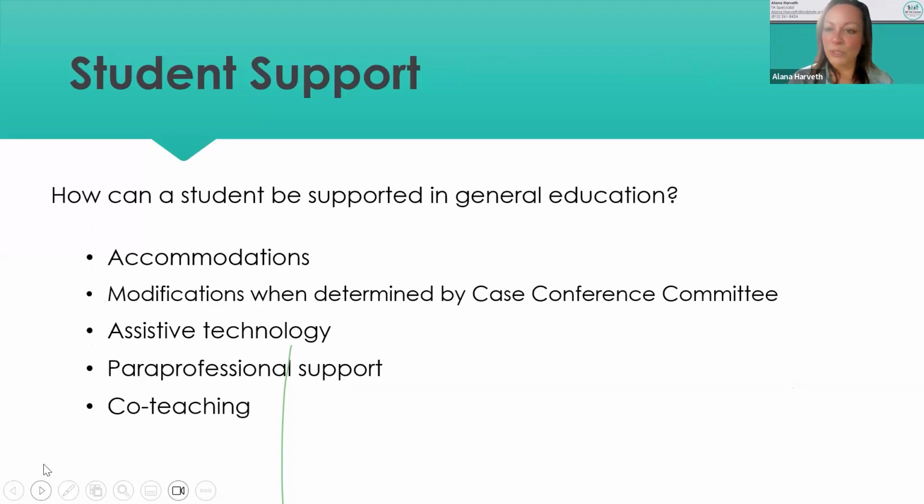So how can a student be supported in the general education program? The accommodations, and tell me yes or no if you've heard of these in the IEP. Modifications, when determined by the case conference committee. Have you heard about assistive technology or AT? Paraprofessional support and co-teaching. Any of those that you haven't heard about, or that you want more information on, you can put in the chat. Any of you who work in a co-teaching environment, that would be helpful to know.